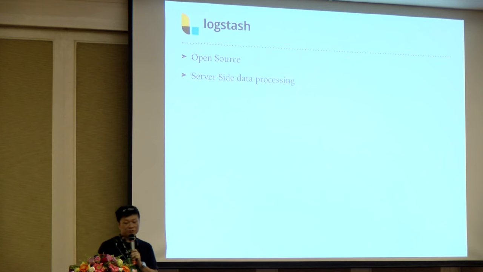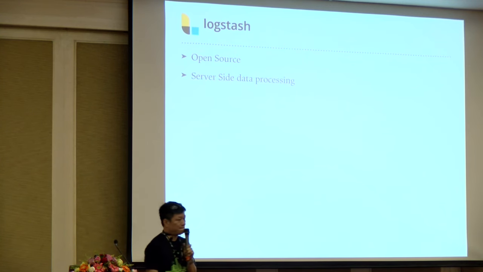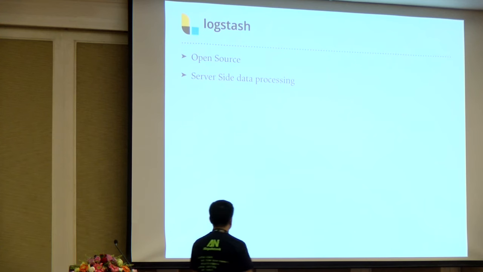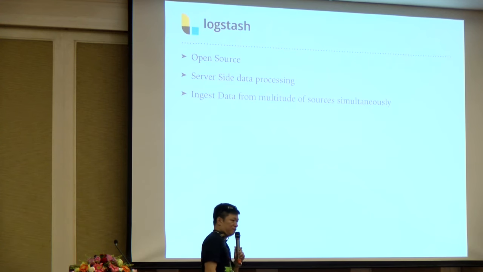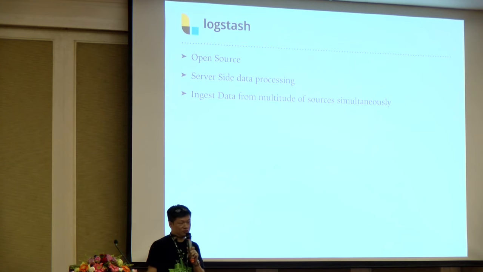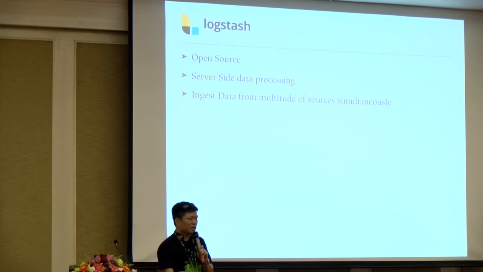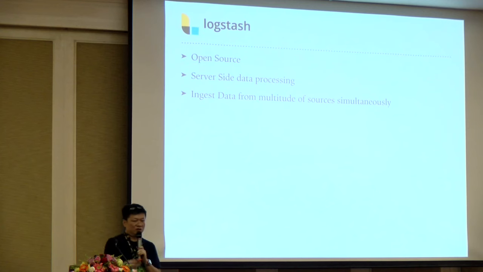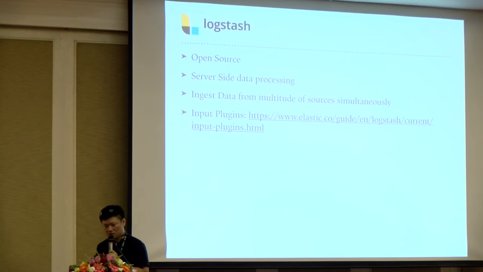Okay, so Logstash is open source and it's server-side processing. So it's not running inside your router, it's running somewhere. And then it ingests data from a multitude of sources. It can get from files, it can get from HTTP, it can get from NetFlow or syslog, right? A lot of ways to do the input. So there are different plugins. If you want to see the available plugins, can you guess how many total input plugins it has? How many ways can Logstash receive information? Guess how many?